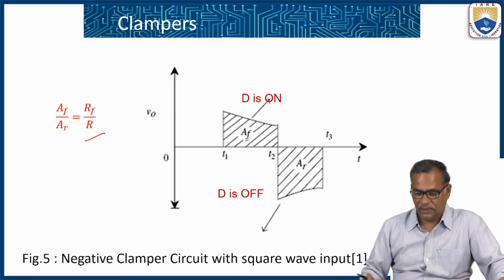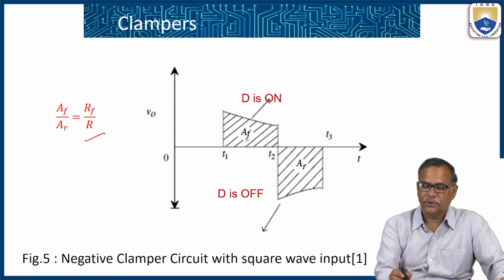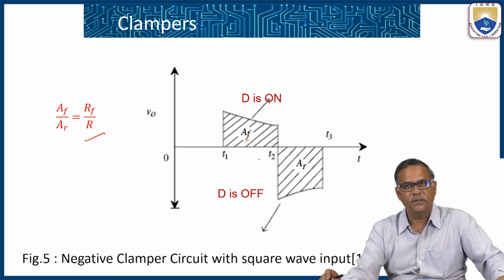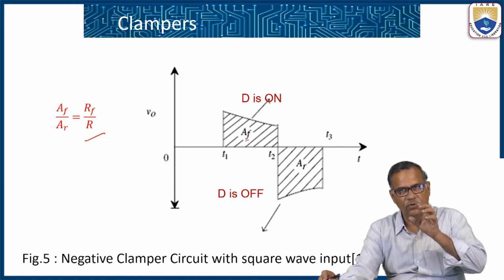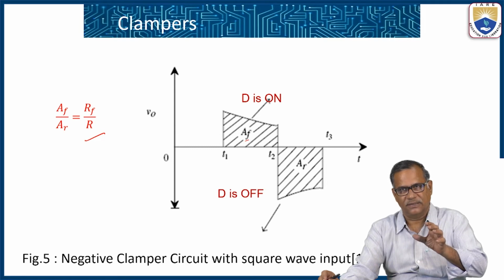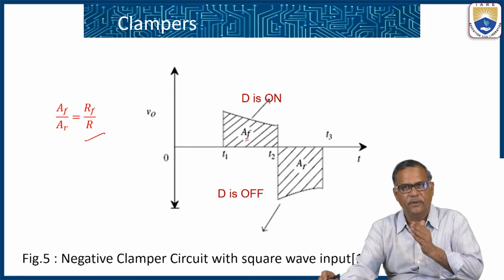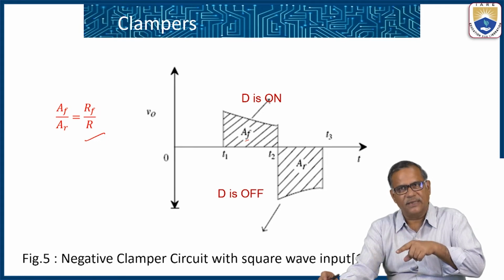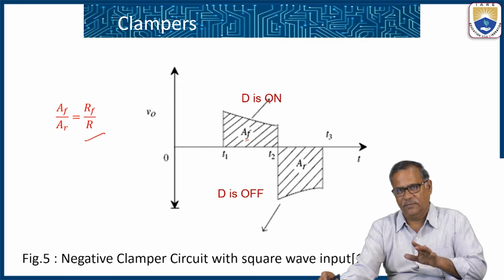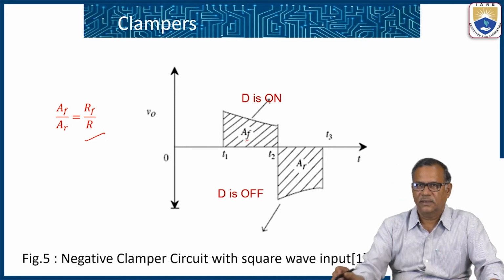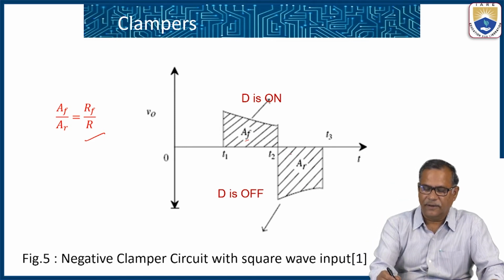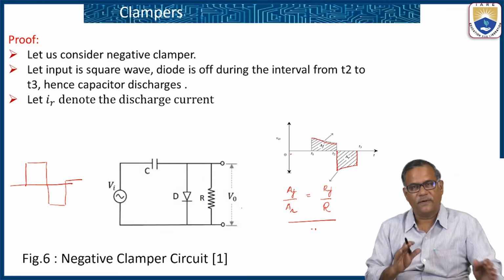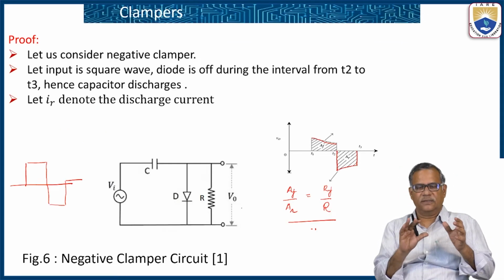So here you can see that during the portion T1 to T2, the diode is on and the capacitor gets charged through the diode forward resistance, which is Rf. And during the portion T2 to T3, the capacitor gets discharged through the external resistance R. So this is that area. Now let us find out the ratio of these areas.